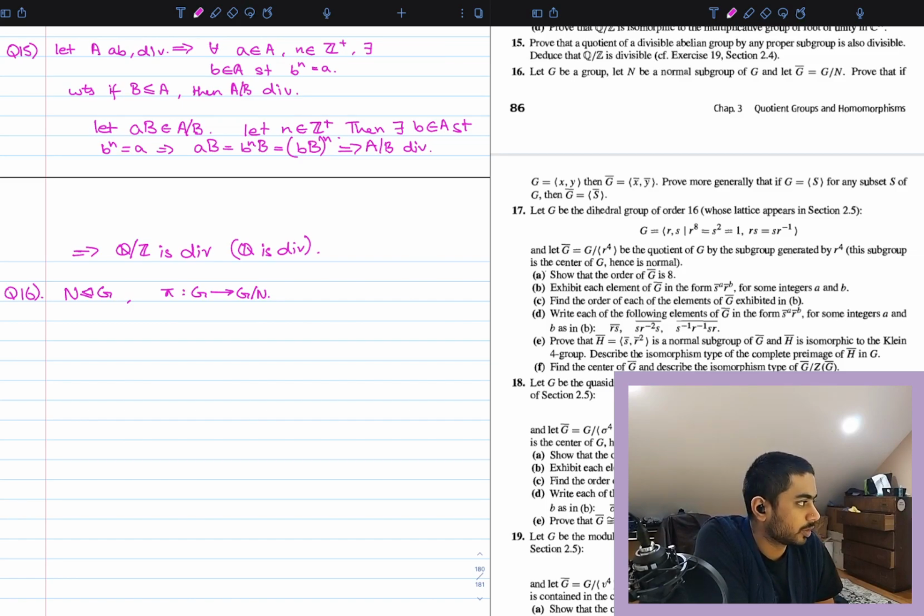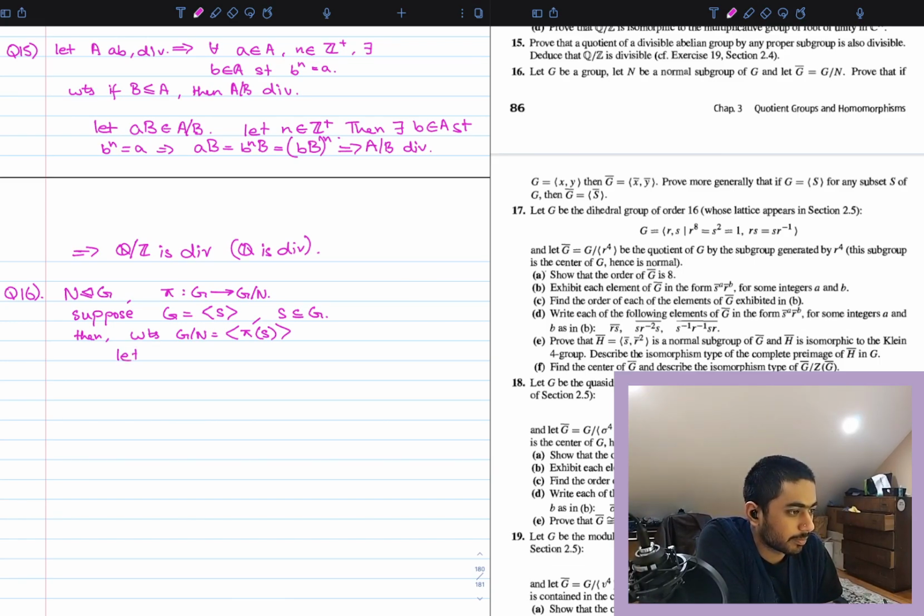Right, now suppose that G is generated by a set S, where S is some subset of G. Then I guess we want to show that G mod N can be generated by the image of S under this quotient map, right?